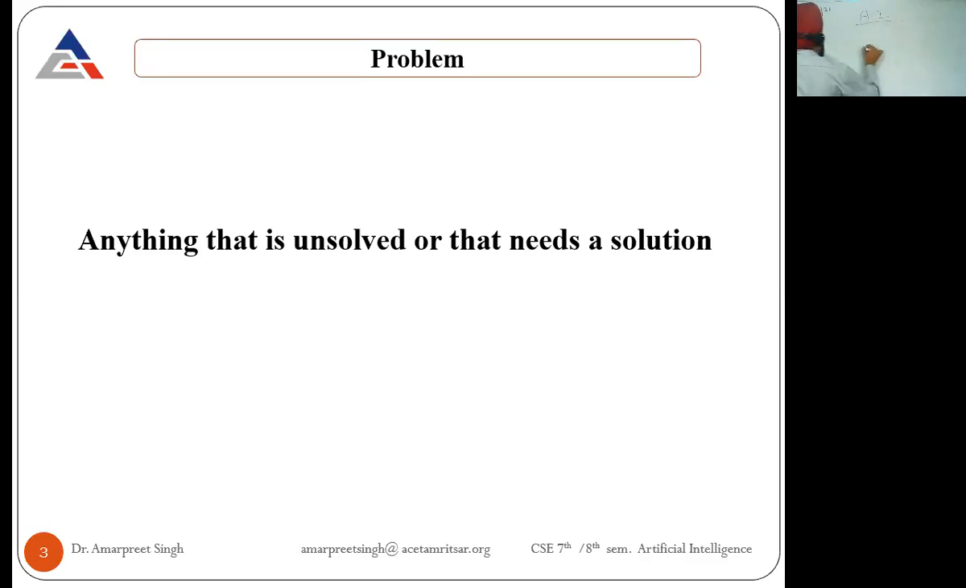So any situation is there. It is at any state, initial or current state, and you want to reach one particular solution, that is the goal state. So reaching from this initial state or current state to the goal state is a type of problem. How to reach from this state to this state? This is finding the solution of a problem.